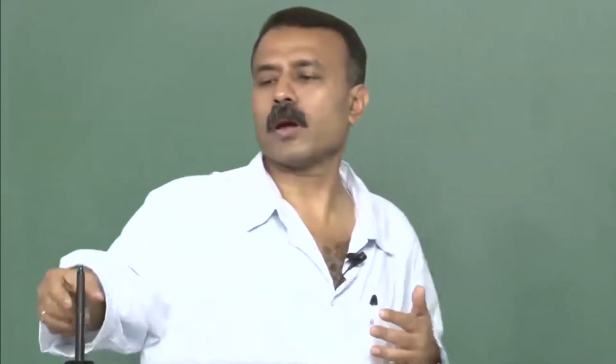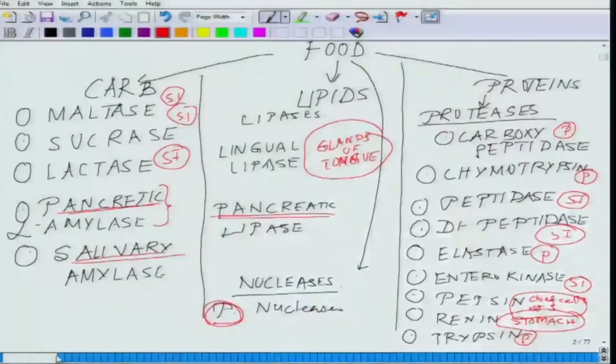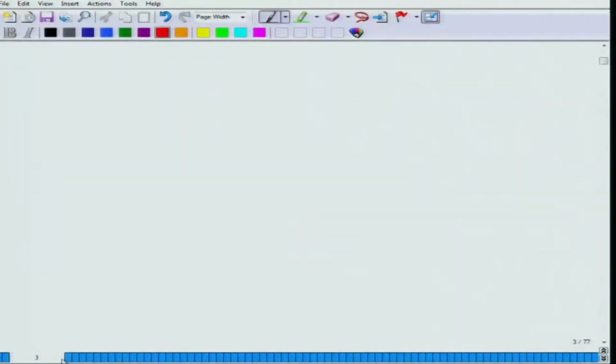Okay, coming back to the slide now. What we will do essentially at this point is talk about what is absorbed where. We talked about all the components: the carbs, the lipids, and the proteins.